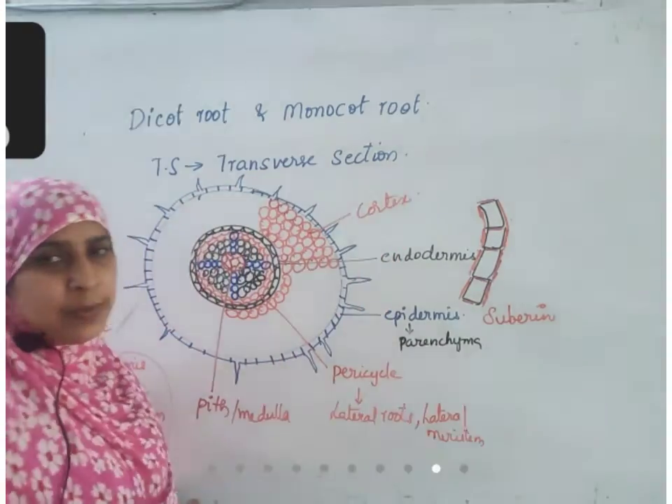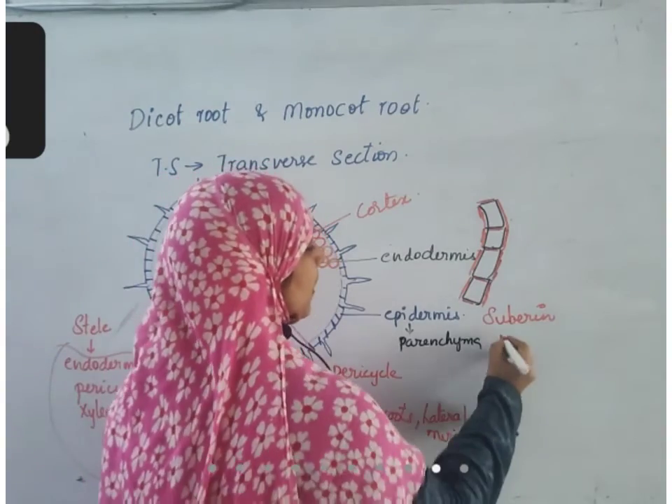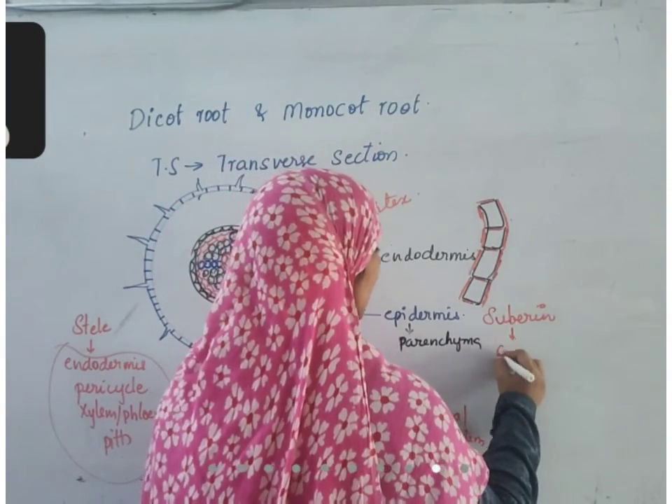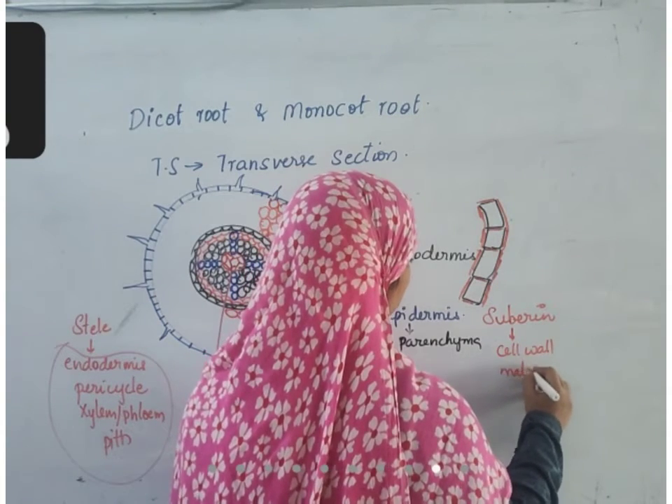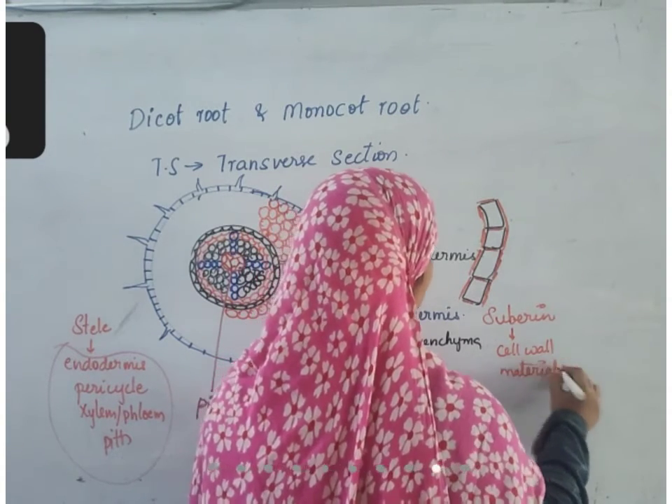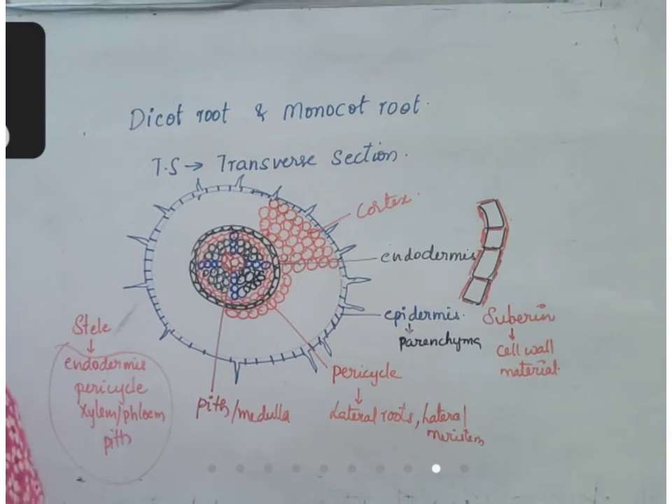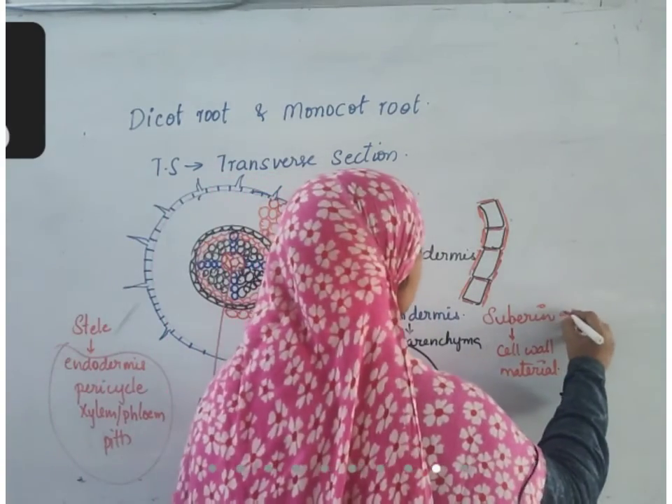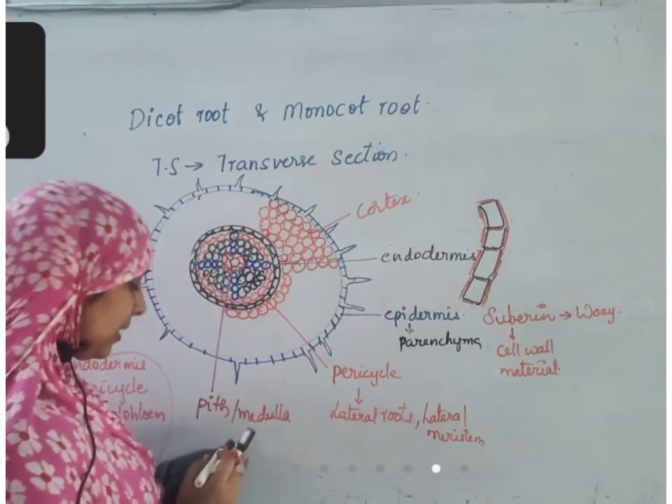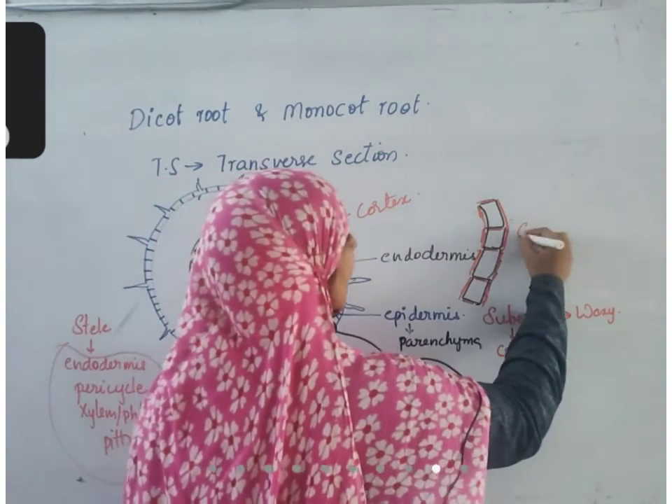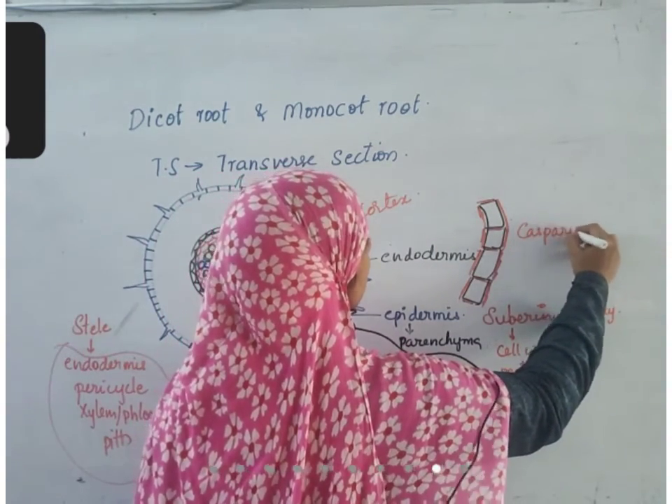Suberin walls are present. Suberin is a cell wall material, a cell wall carbohydrate. This cell wall material is waxy. And this is called as Casparian strips.